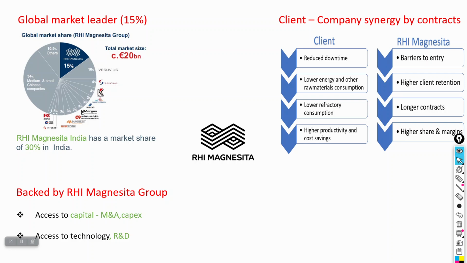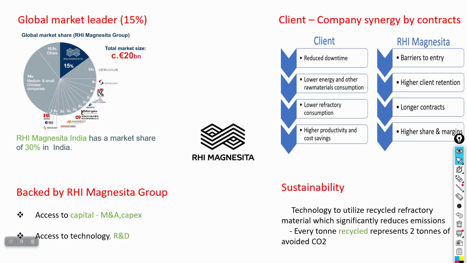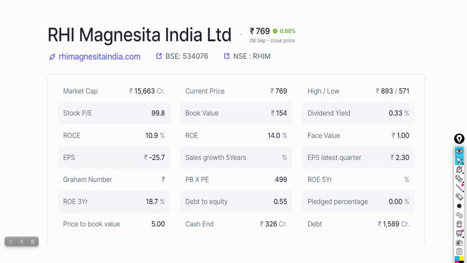The fourth important thing about RHI Magnesita is its sustainability. As I already discussed in the manufacturing process of a refractory, it uses a technology to utilize the recycled refractory material and then bring it again into the second stage, that is the refractory production stage. By this mechanism, for every ton of recycled refractory, 2 tons of carbon dioxide are avoided. So these are the four important things. It is a market leader. It has long-term contracts with clients. It is backed by the parent RHI Magnesita Group, and it is towards sustainability. So friends, this is the general overview of the company.